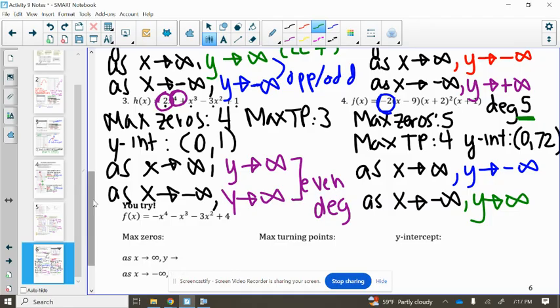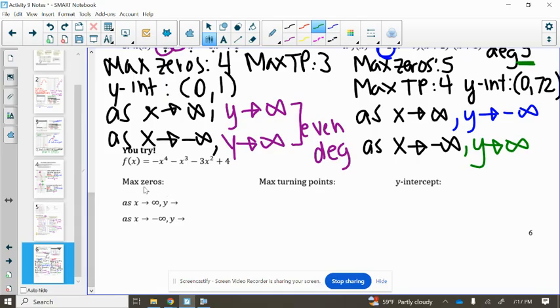There is one last example for you to try with the max zeros, turning points, y-intercept, and then your end behavior.